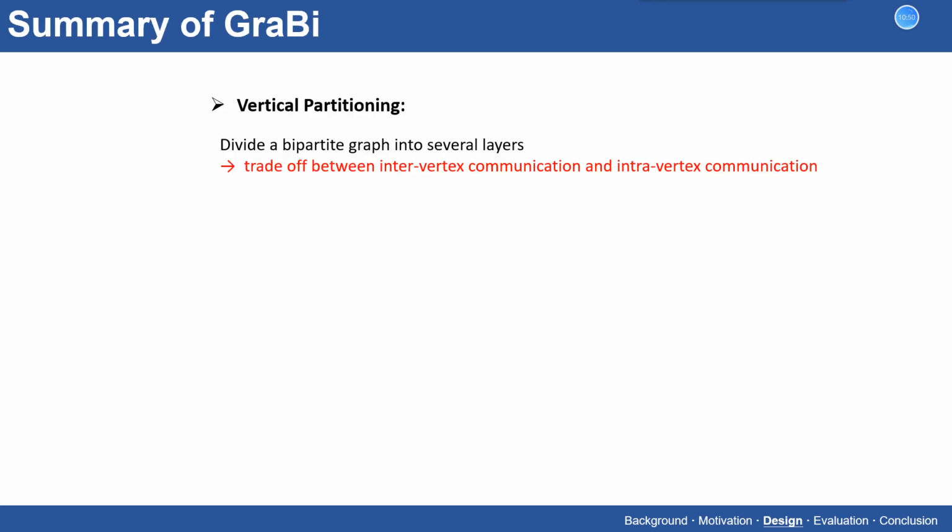Let's give a summary about GraBi. GraBi partitions the bipartite graph first vertically and then horizontally. To improve partitioning quality, in the vertical partitioning, GraBi divides each vertex vector into several subchunks. As a result, the bipartite graph is divided into several layers to strike an appropriate trade-off between inter-vertex and intra-vertex communication.